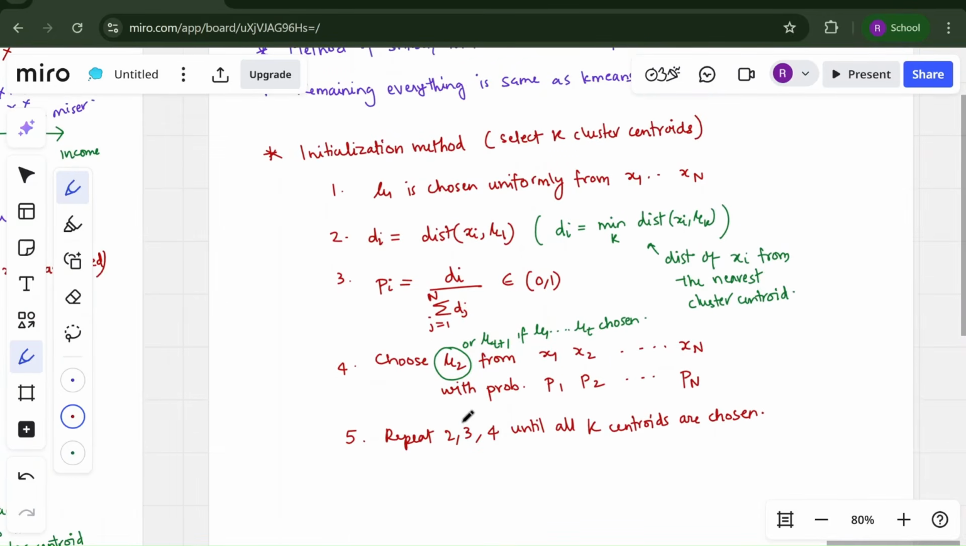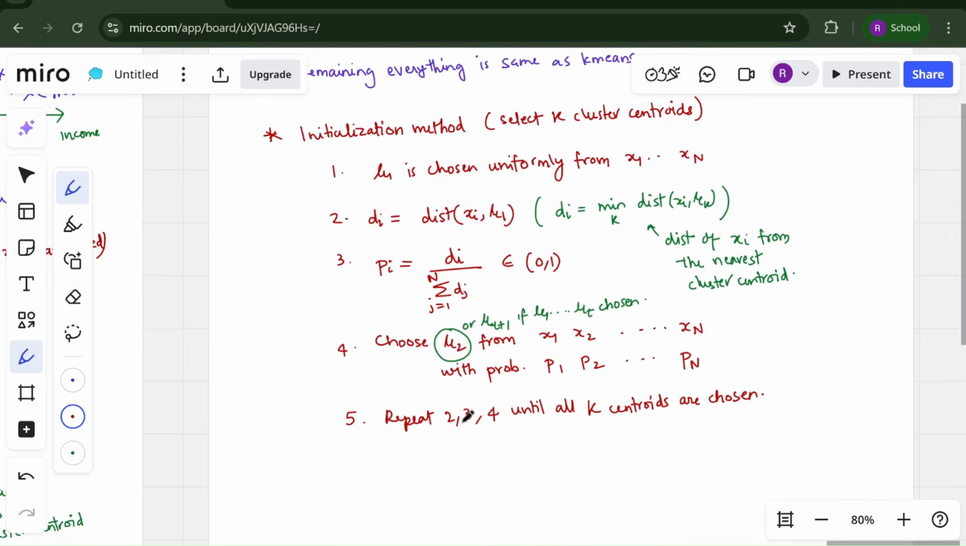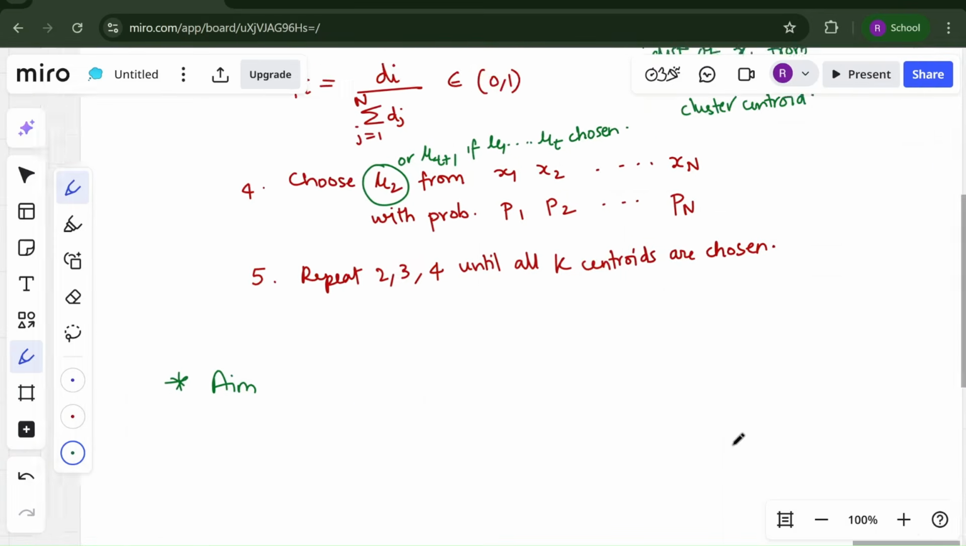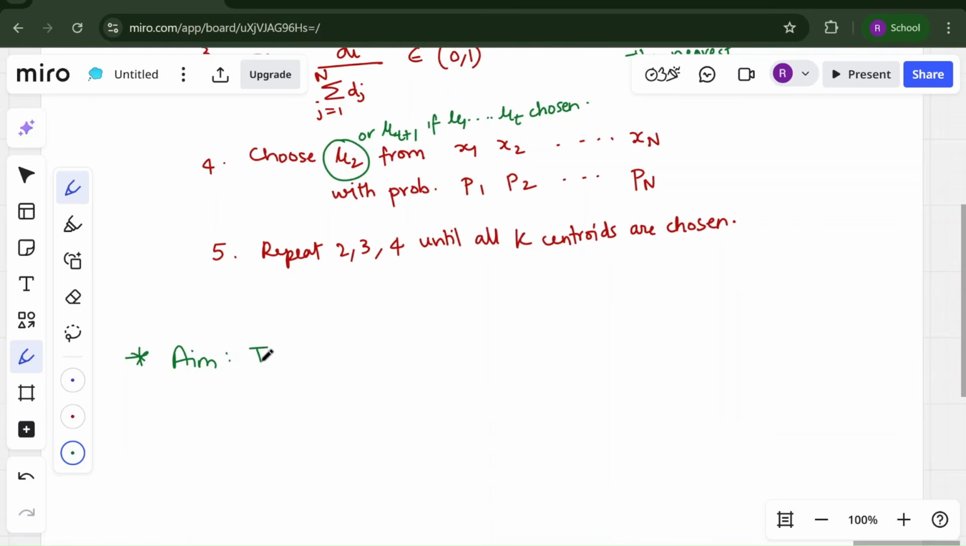Where what we are doing is that, see, the ultimate idea about this initialization method is that we are trying to choose cluster centroids which are very far from each other. Okay, let me just write it down. So the aim is to start with cluster centroids which are far from each other. Okay, so this is the entire idea.